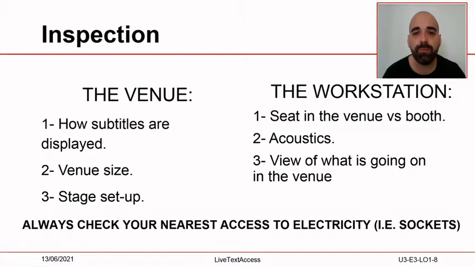Once you have checked the venue, you will need to check your workstation. This can be a seat in the venue itself or in booths isolated from the audience. This is important for the speaking. If you are seated with the audience, you will need something like a stenomask to cancel out the noise. You can find out what a stenomask is in Unit 3, Element 1, Learning Outcome 1.